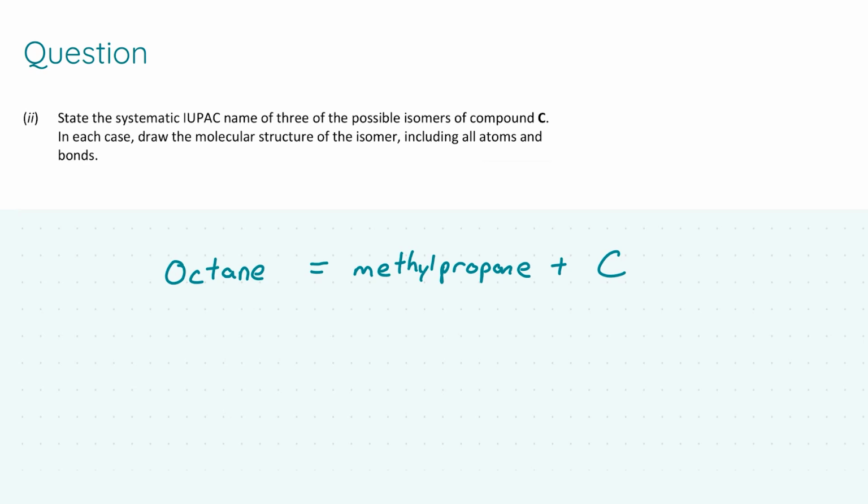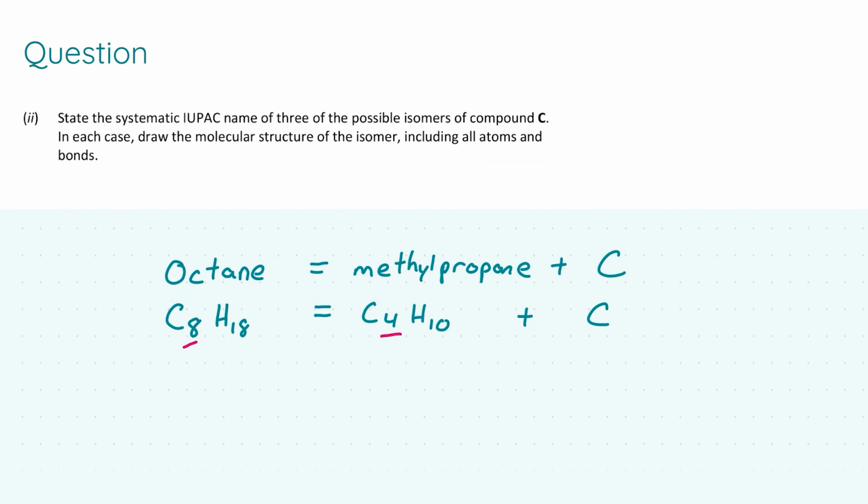So the atoms for octane, we know it's C8H18. I know this equals our methyl propane, which we worked out in the first part of this question, which we found was C4H10, and then plus our C. So how many atoms of carbon and how many atoms of hydrogen are in compound C? So it's literally just a small bit of work to work this out. So we know in octane we had 8 carbons, and then in methyl propane we had 4 carbons.